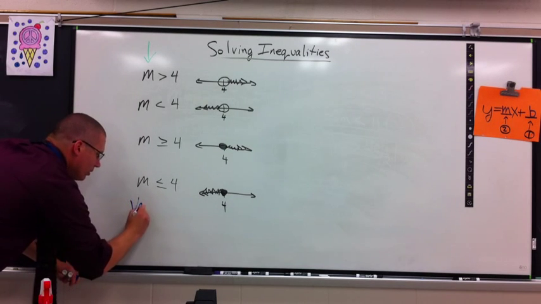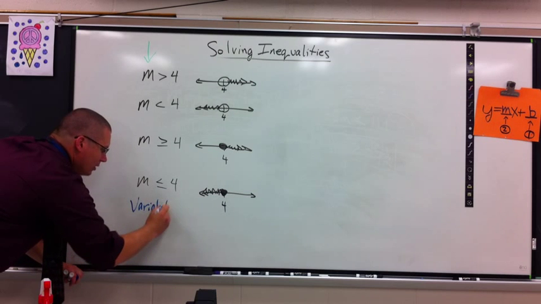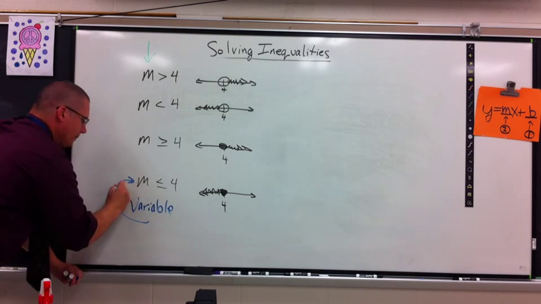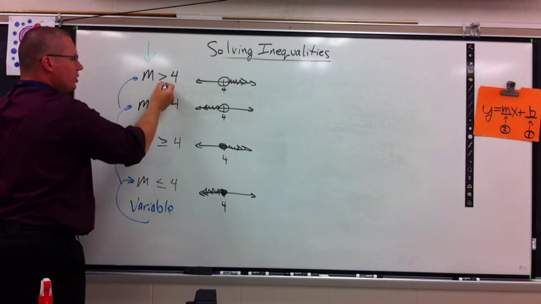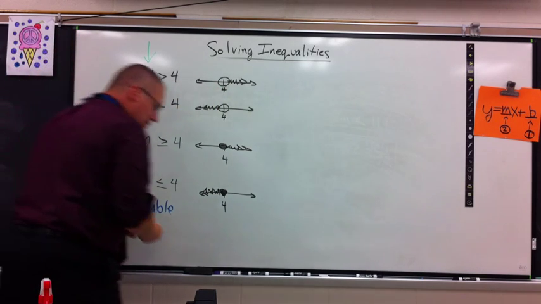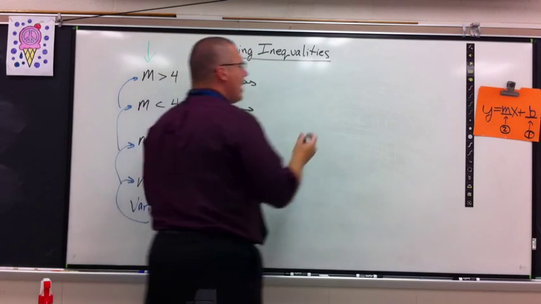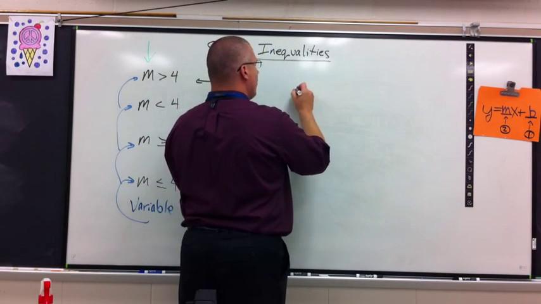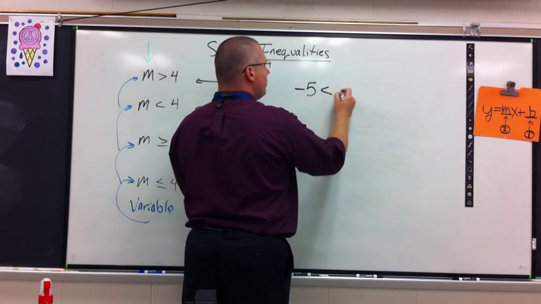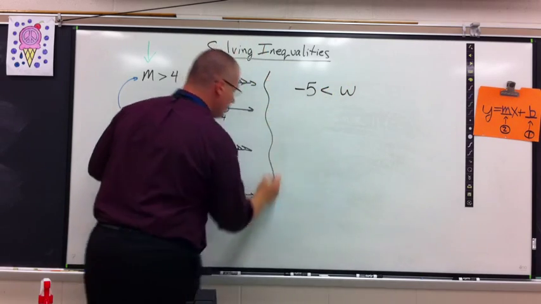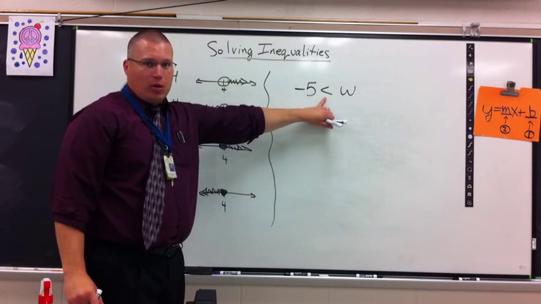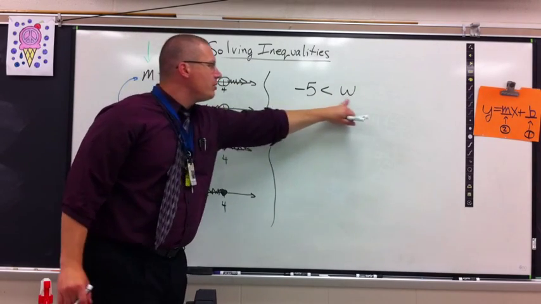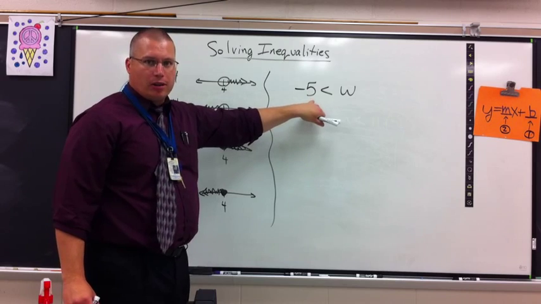The variable must be first. That's the only way you can graph based on the direction of the arrow. What happens if the variable is not first? For example, -5 less than W. Well, which way does my shading go? My shading does not go left because as I read this, the variable did not come first.